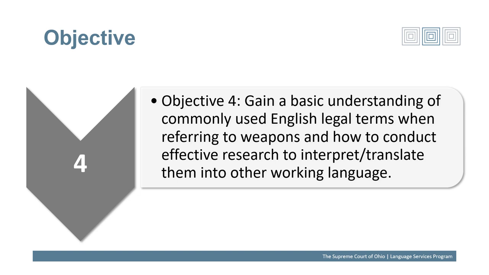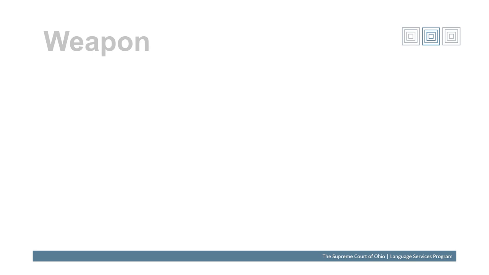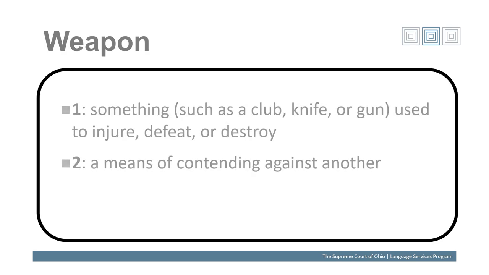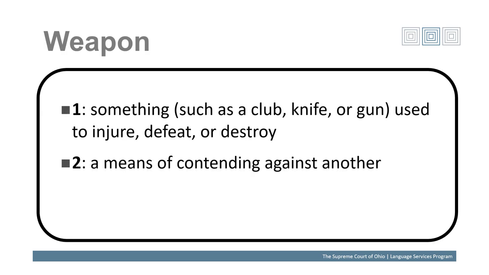What is a weapon? Merriam-Webster defines a weapon as something such as a club, knife, or gun used to injure, defeat, or destroy, or a means of contending against another. In this short lesson, we are going to focus on the terms for weapons that interpreters would often hear in a legal setting.